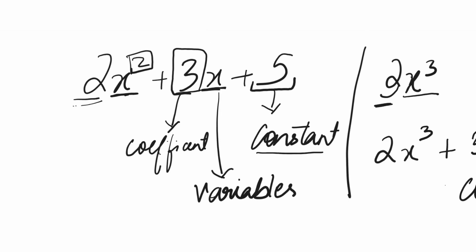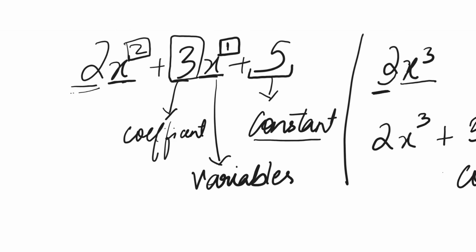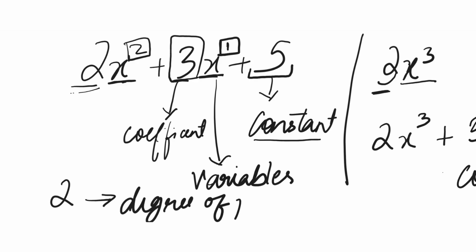Now coming to the power. When I have nothing written over here, x to the power of nothing, that means there is a 1 there, right? We just don't mention it because it is obvious. So there are two powers over here, 2 and 1, and the greatest among the two powers is obviously 2. So our 2 becomes the degree of the polynomial.